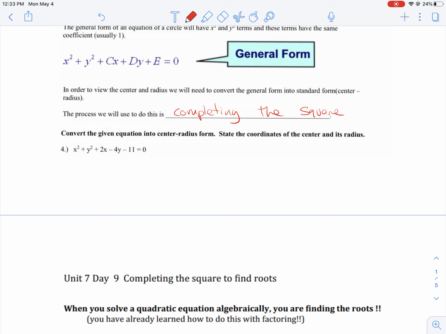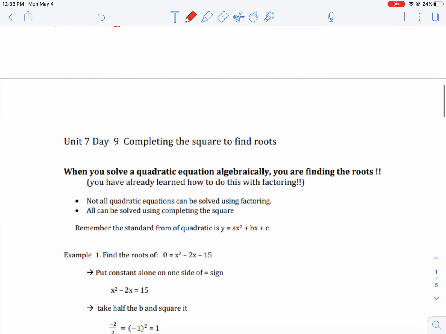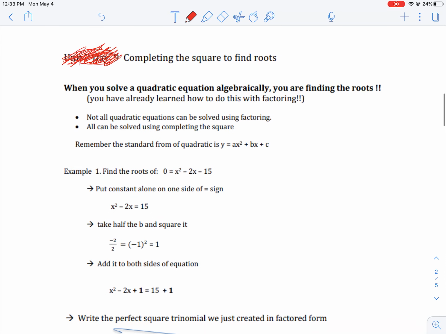Okay, so I meant to take this one out. We'll come back to this problem here. Okay, well, let's go back down to, now I just stole this from another unit. This is not unit 7, day 9, but completing the square to find roots. So this is how you do it.